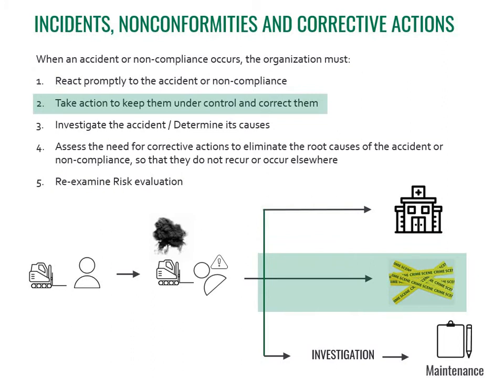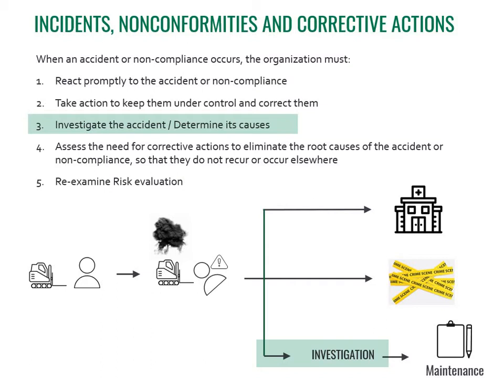Then, your company should take action to keep them under control and correct them. This means, in this case, putting something on the forklift that prevents anyone that doesn't know about the malfunction from using it. Also, it means fixing the forklift by calling a specialized mechanic. So far, we just described what any company does when an incident occurs. But that's not enough, for sure. It's not a systemic way of dealing with problems. We want to go deeper, understand the real problem, and most important of all, prevent it from happening again.